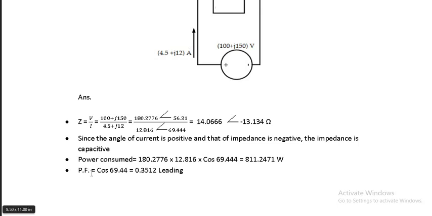And what will be power factor? Power factor is always cos of the angle of the current. So you can see over here cos of 69.44 is 0.3512. Now whenever you write power factor's value, it has to be written whether it is leading or lagging. The moment I say it is capacitive, I have to write over here about the power factor as leading.